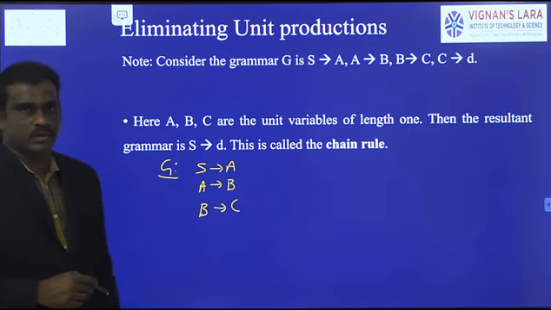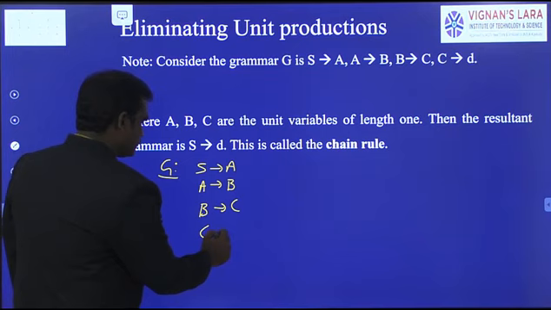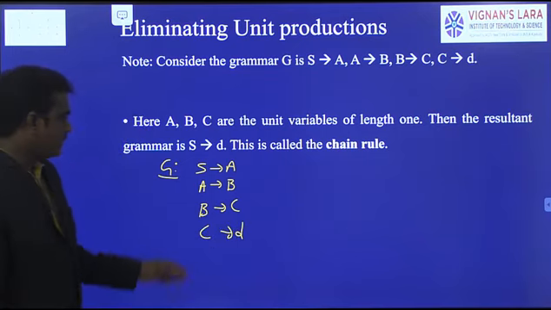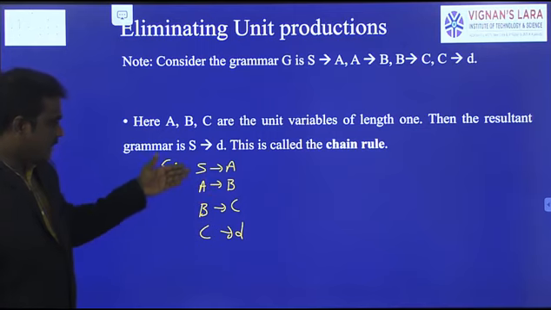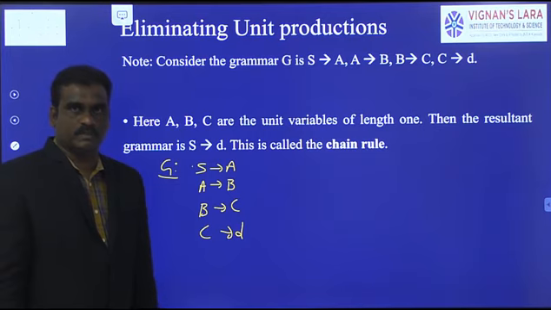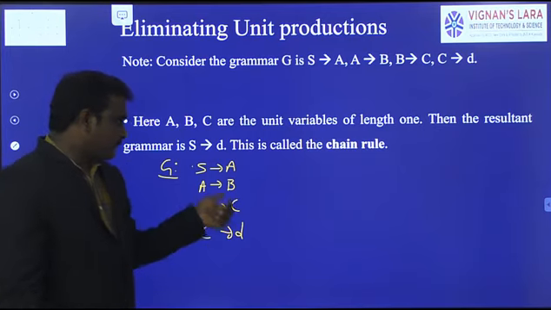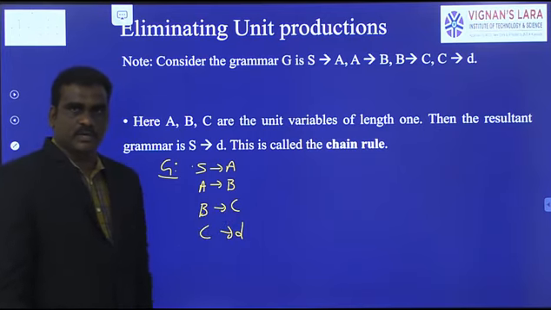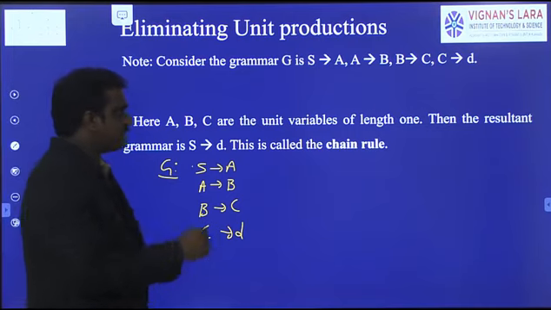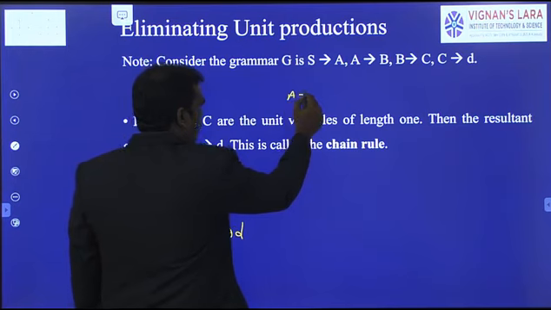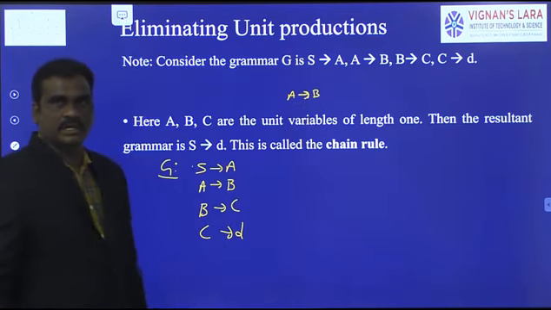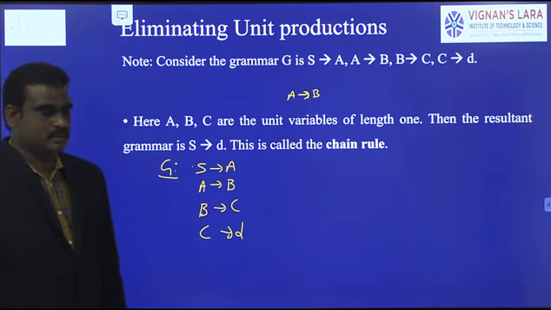Fourth one is C to D. If you observe, in this grammar we have a total of 4 productions. Out of these 4 productions, the first 3 are unit productions. Because what is meant by a unit production? A production of the form A to B, where both the left-hand side and right-hand side are a single non-terminal symbol, is a unit production.